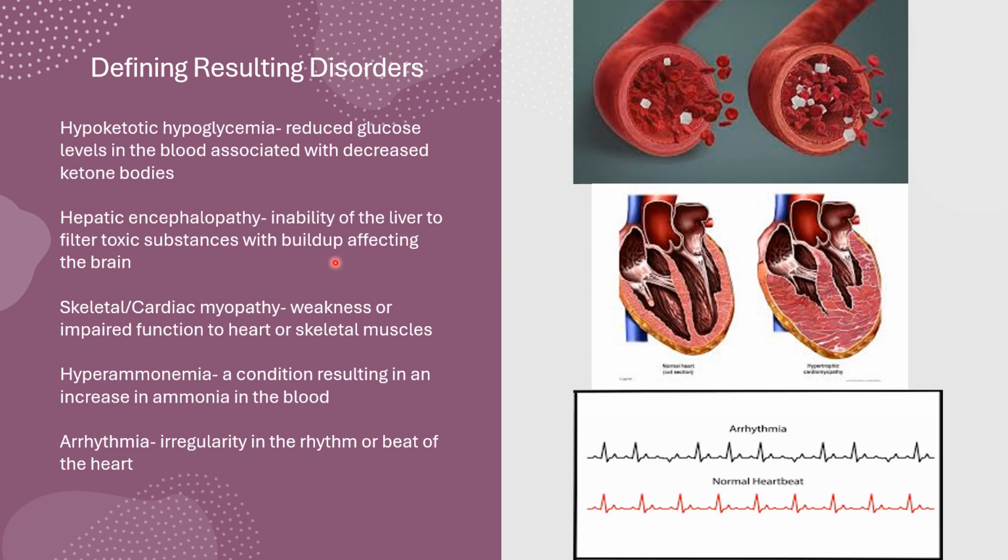We also have skeletal and cardiac myopathy, and here's just an image of it. These later deficiencies can cause weakness in muscle tissues like the heart or other skeletal muscles. Then we have this condition where it results in higher concentrations of ammonia in the blood, and this is kind of a byproduct of the cardiac myopathy, where weakness of the heart can cause irregularities in heartbeat and rhythm.